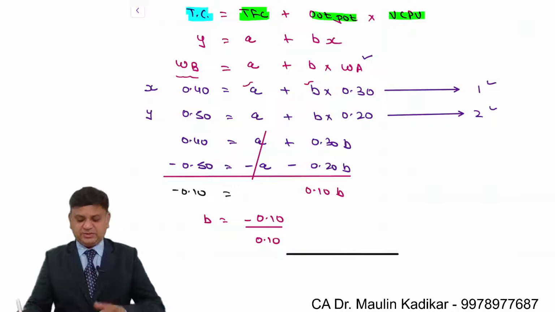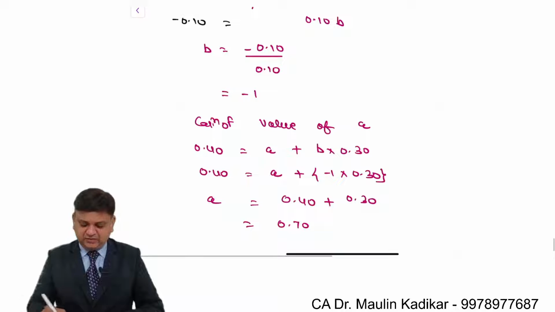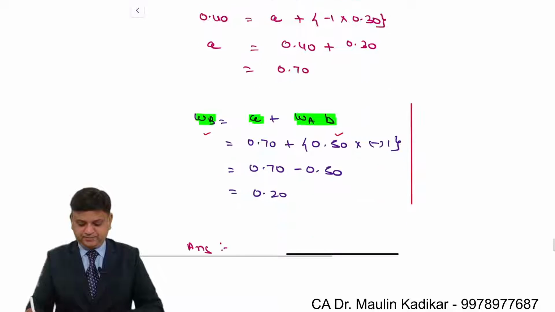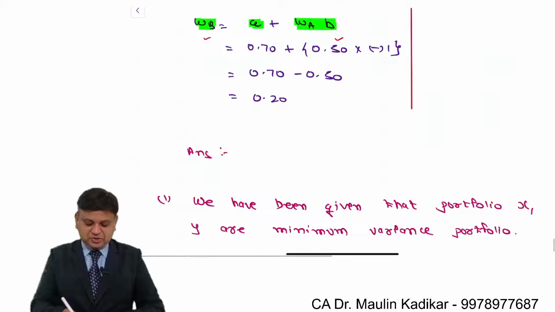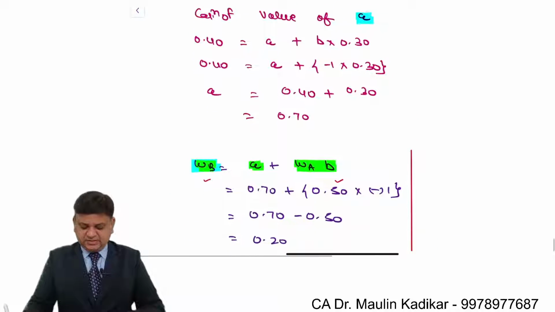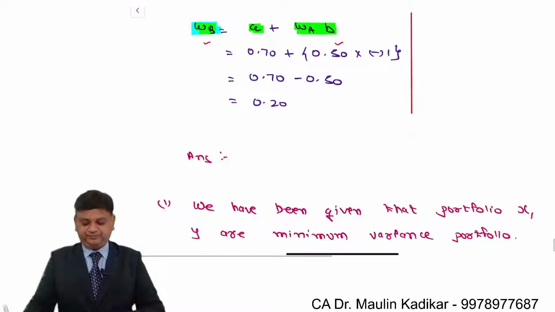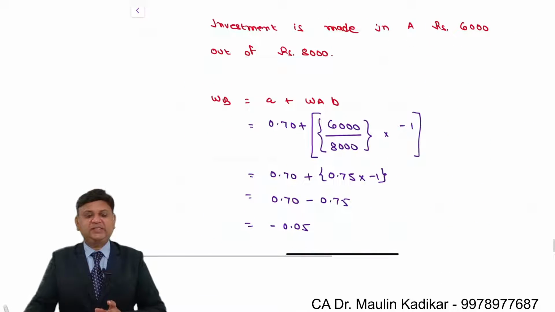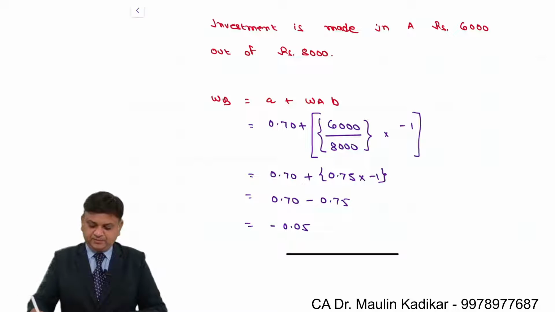So we form an equation and we find the value of B as negative 1. Based on that, we compute the value of A. Then we make the computation of the weight of B. This is the way we are required to make the calculation. This is the way the answer can be done. I just extended the question to explain it to you.